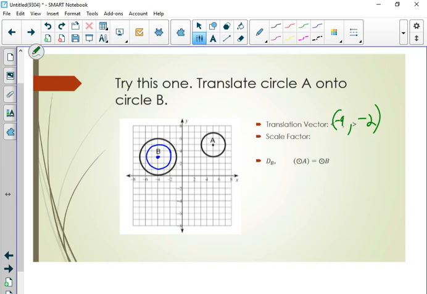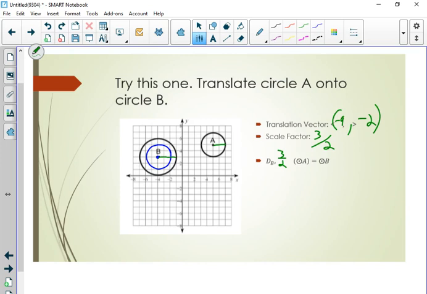Now, scale factor. Let's look at the radius of our final one. So the big one: 1, 2, 3. And the scale of our starting one was 1, 2. So our scale factor is going to be 3/2. If we apply that, we'll get the same size.